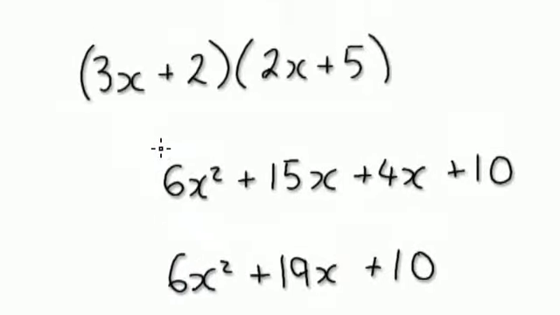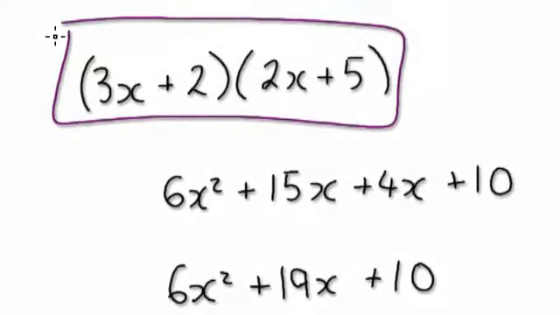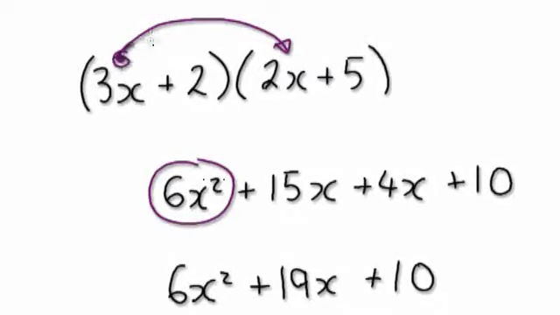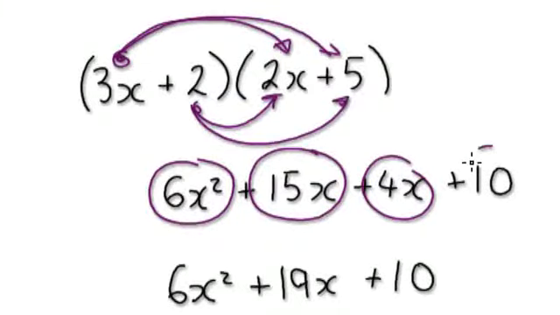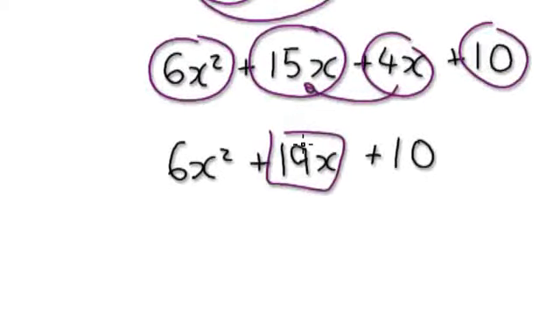Okay. So let's say you're given this here. Let's try and multiply this out. Well, when you multiply this out, it will give you 6x squared, and then this times this would be 15x, and then this times this would be 4x, and this times this would be 10. And then you would merge these two together. That would give you 19x. And the 10 here is the same.